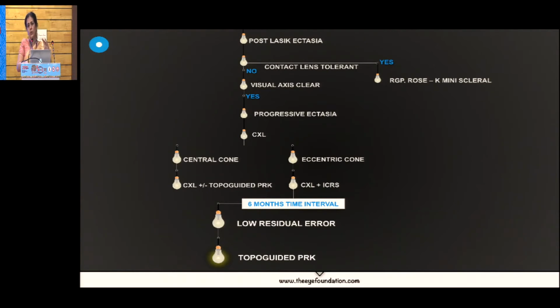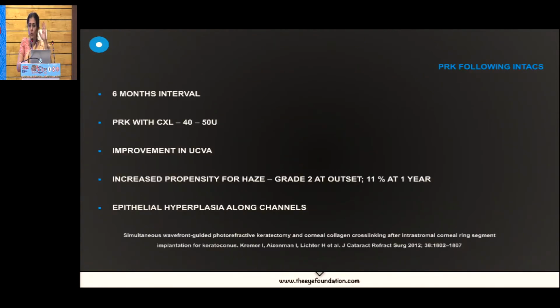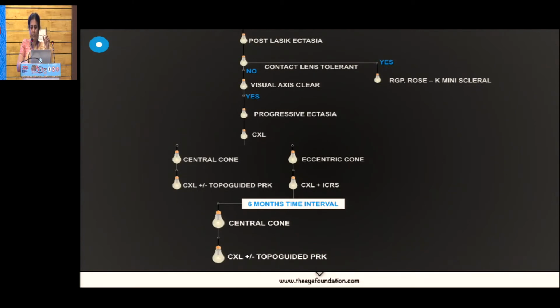If it's a low residual error, they say that you could do a topo-guided PRK, but let's keep in mind there may be more haze here, and there may be epithelial hyperplasia along the channels, which has to be kept in mind. But if the residual error is more, after having done Intacs and cross-linking, then you could place a phakic ICL in these eyes.